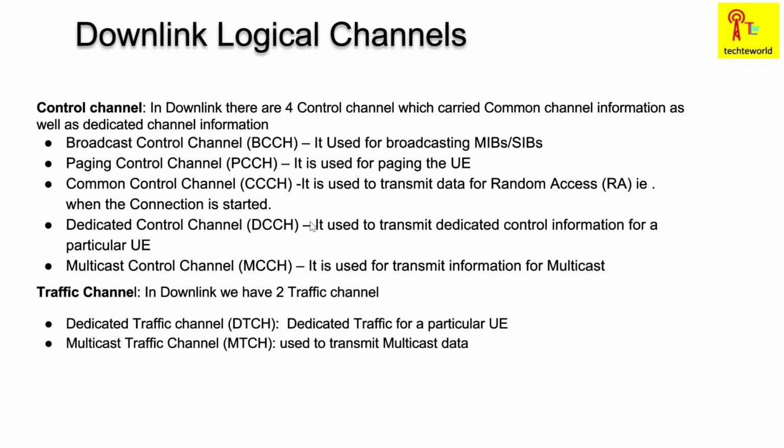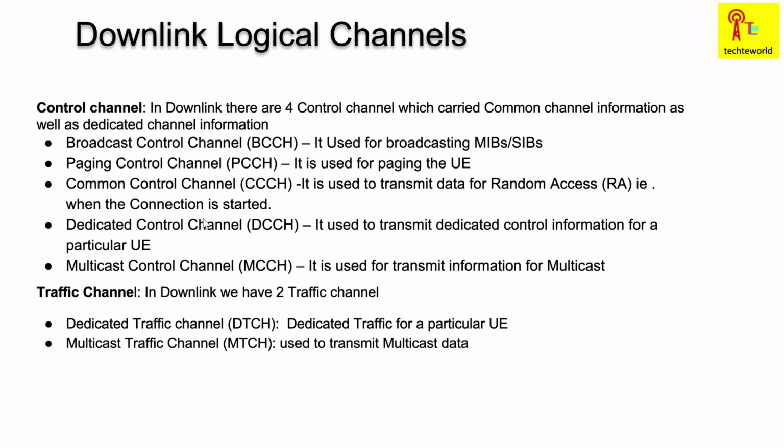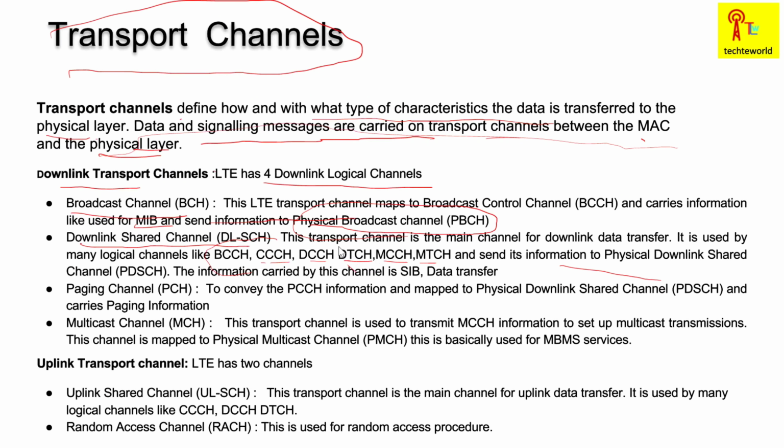Okay, so if you see in the diagram here again, you can see that this downlink shared channel is mapped to many of the logical channels. Okay, and then it is connected to what? PDSCH. So this is what is told here. This transport channel is the main channel for downlink data transfer, and it is used by many logical channels and sends this information to PDSCH, that is the physical downlink shared channel. It carries the SIBs, right, and data transfer.